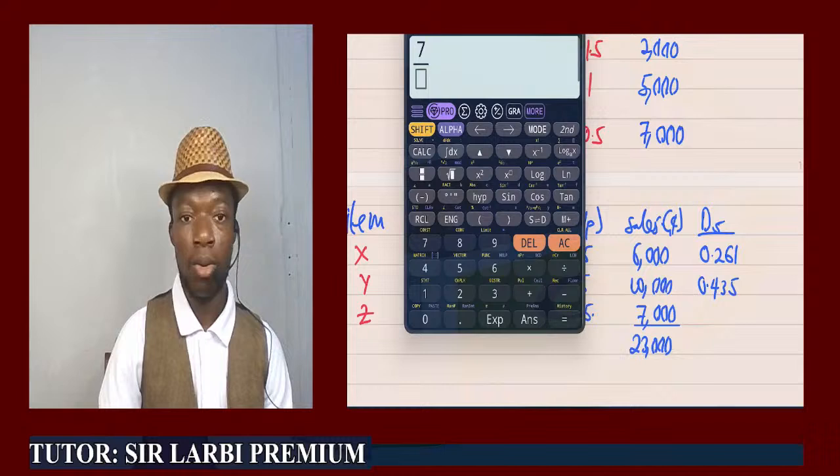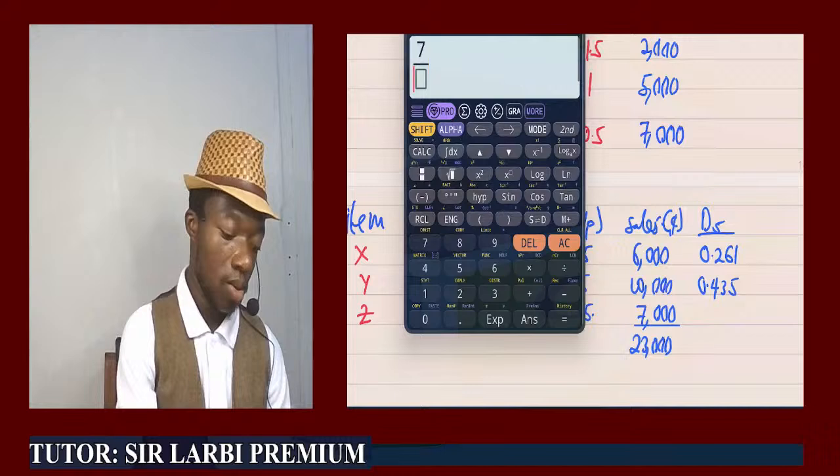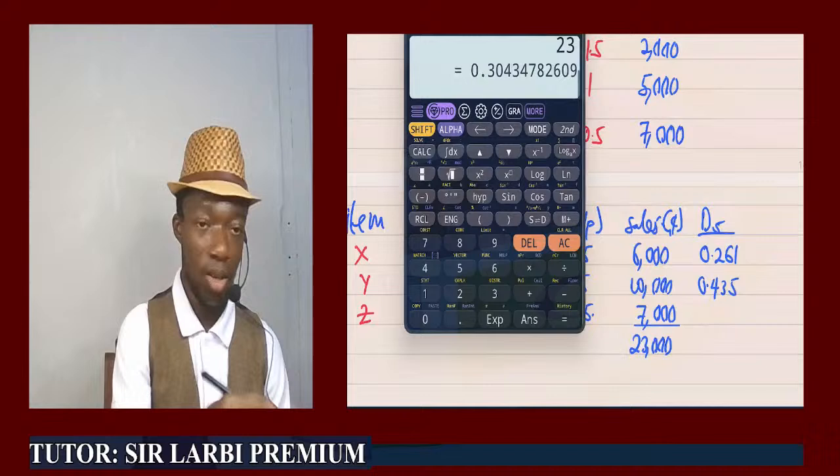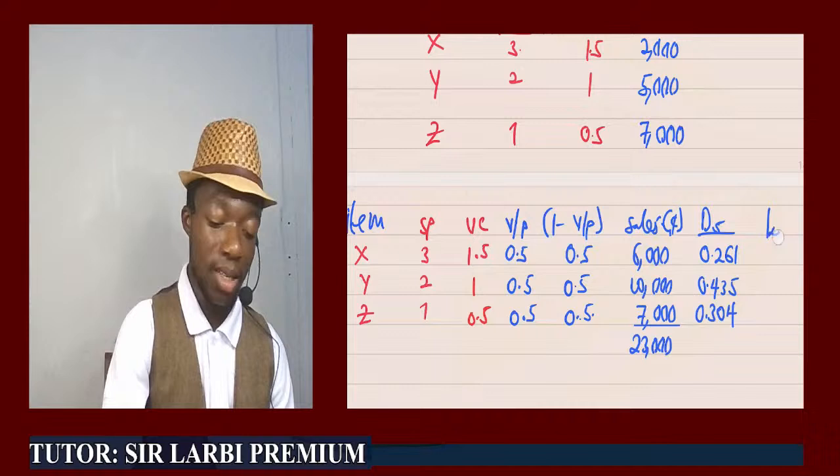So let's continue. Here too we have 7 divided by 23. I'm just getting rid of the 000 so that I don't keep on repeating them. So I have here 0.304.